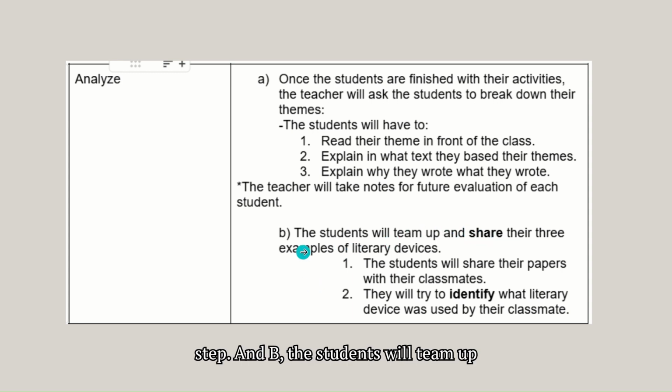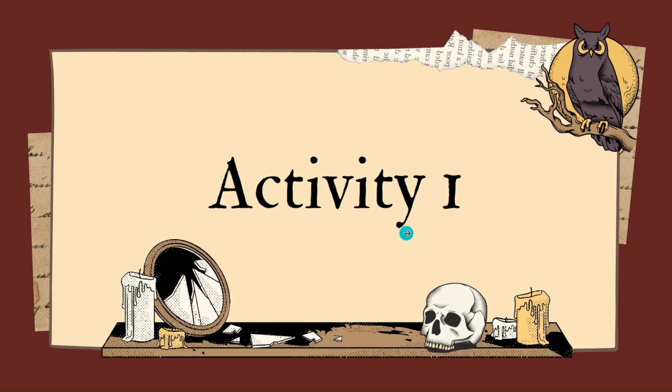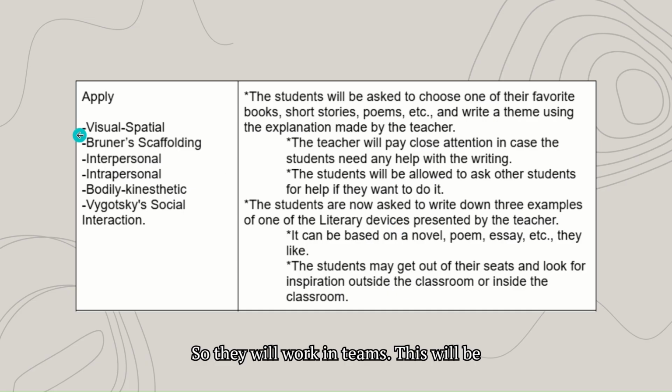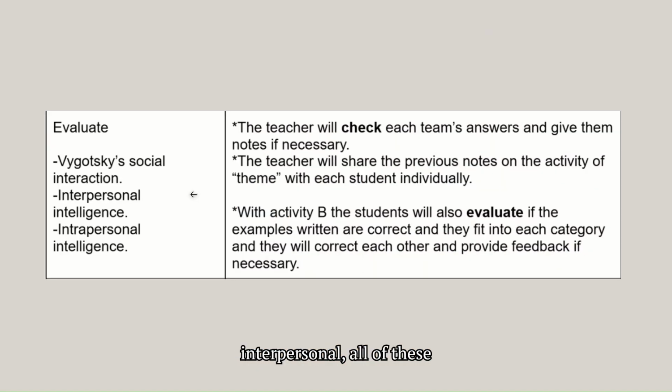And B, the students will team up and share their 3 examples of literary devices. The students will share their papers with the classmates, and they will try to identify what literary device was used by their classmate. So they will work in teams. This will be the same visual spatial, Bruner's scaffolding, interpersonal, all of these intelligences. And the next step is evaluate.